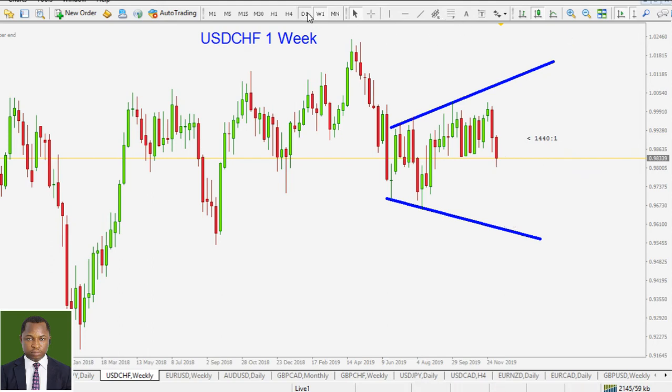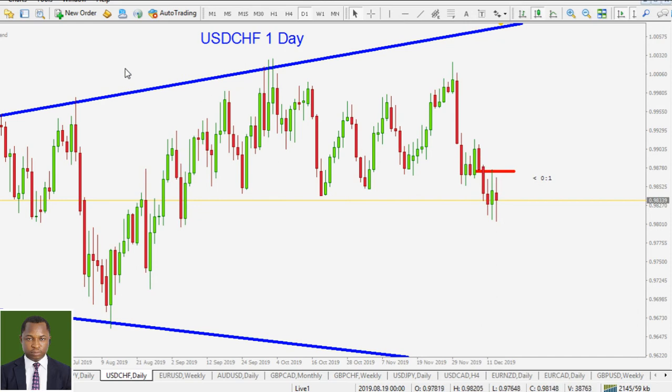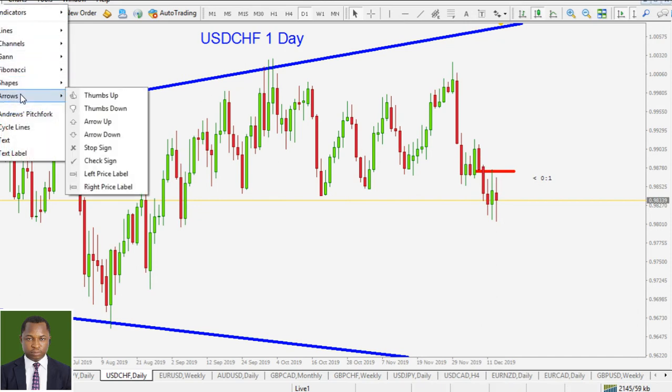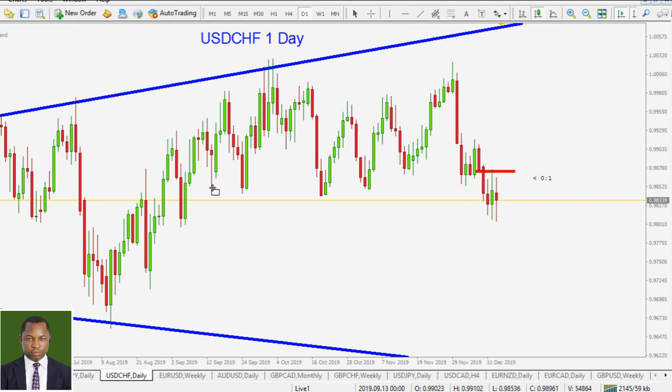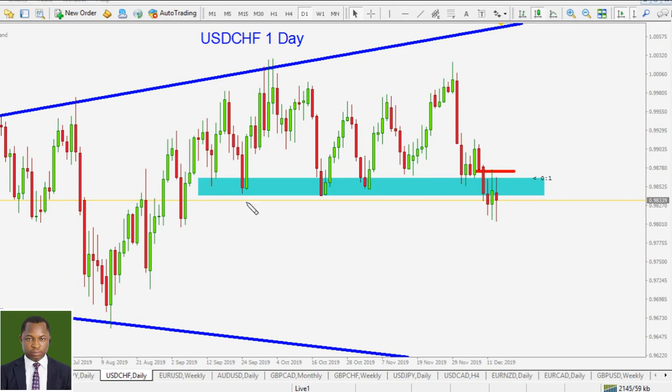In the daily time frame, let's see, that range is finally giving way. Okay, that range is finally giving way. Of course, you can see, although the breakout is not solid enough, with the price close, the bears still have the upper hand to push price to the downside. So the most preferable direction to trade here is to the downside.